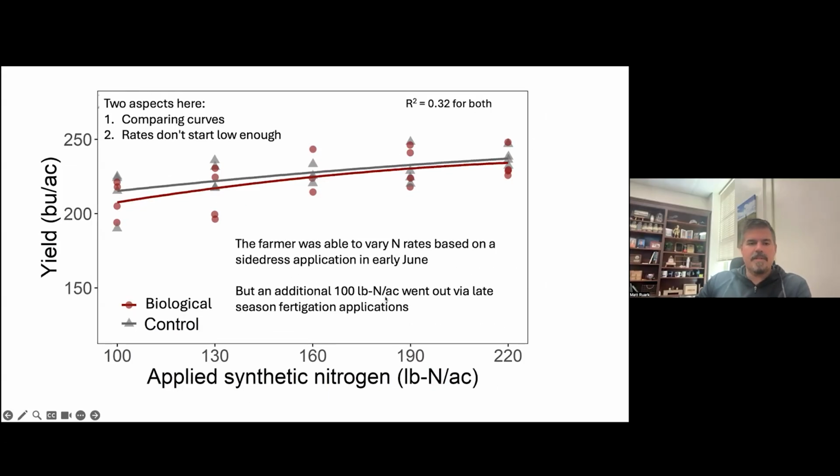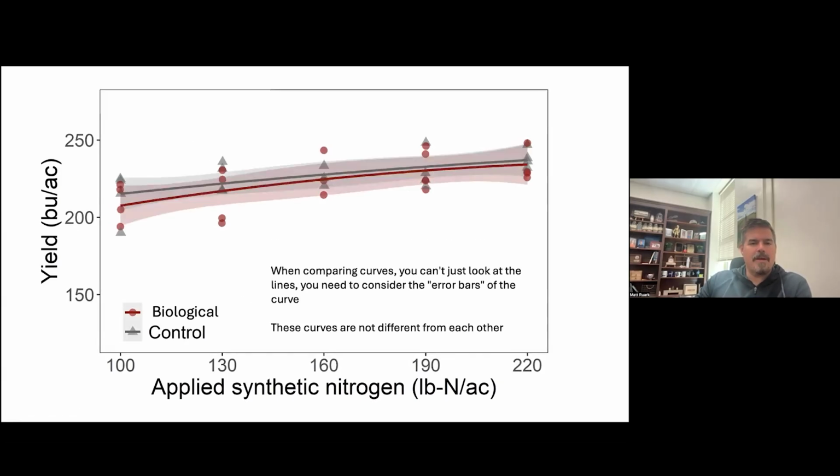When we look at something like this, we're looking at an individual curve, and you may say, well, this looks different, right? I see a visual separation of the curves. But there's a lot of variation. You can look at the data itself. There's a little bit of spread there. So what you really want to think about when comparing the curves is comparing them with an error bar.